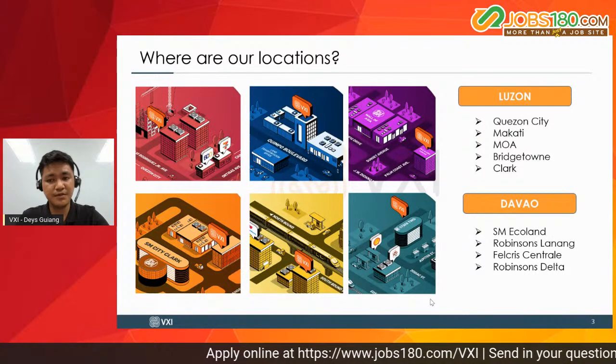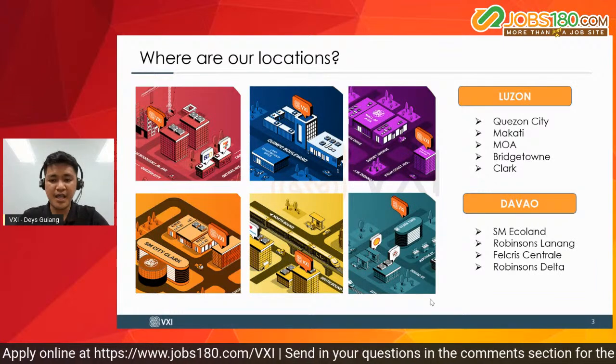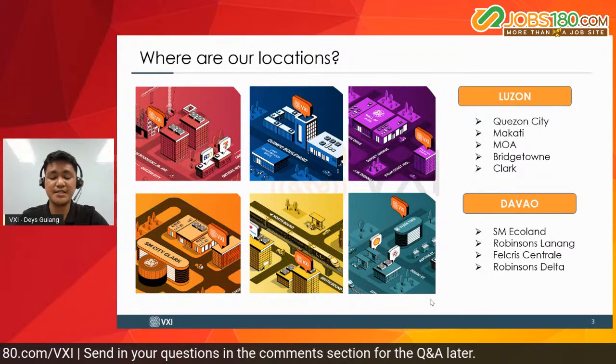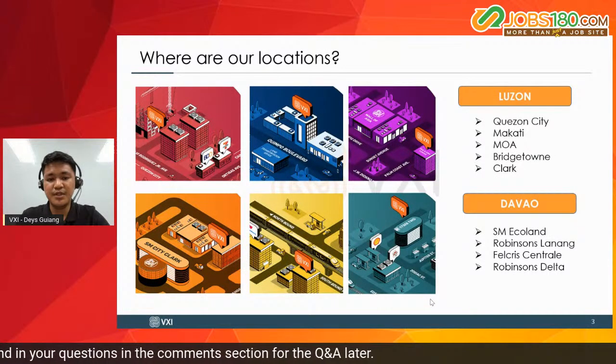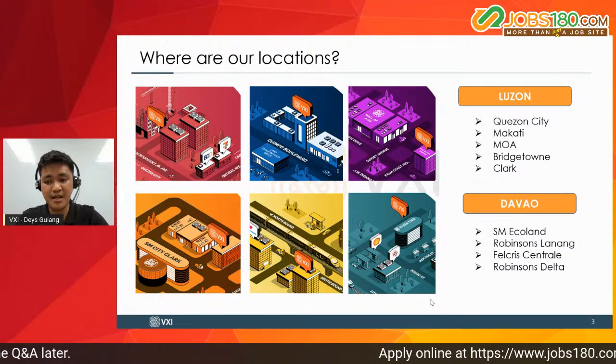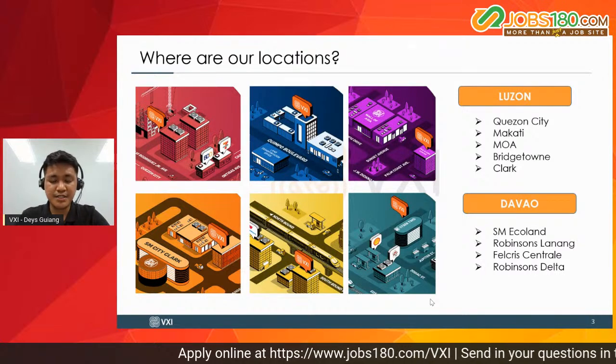But not only Luzon, we also have sites in Davao. So we already have 4 sites there, and soon there's going to be another site there. But for now, the existing sites that we have are, number one, SM Ecoland. And so also we have Robinsons Danao, Felcris Centrale, and Robinsons Delta. So these are our locations here in the Philippines.